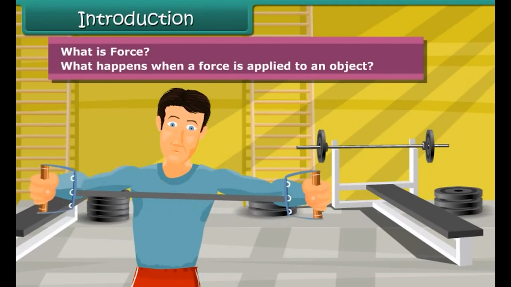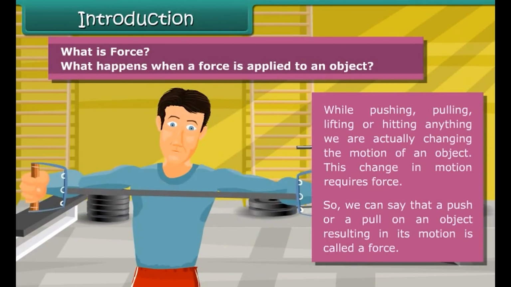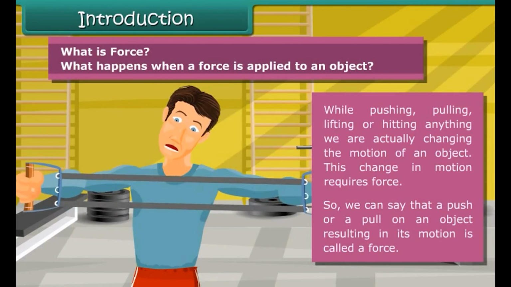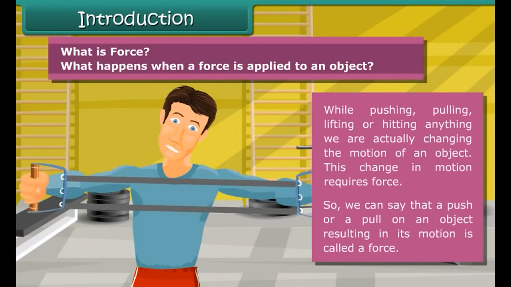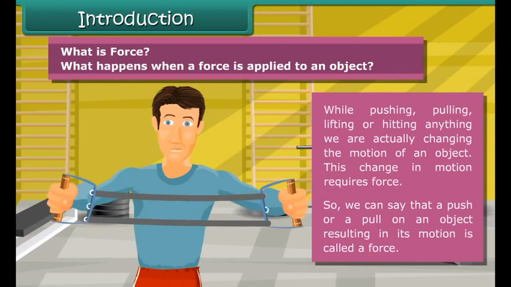What is force? What happens when a force is applied to an object? While pushing, pulling, lifting or hitting anything, we are actually changing the motion of an object. This change in motion requires force. So we can say that a push or a pull on an object resulting in its motion is called a force.